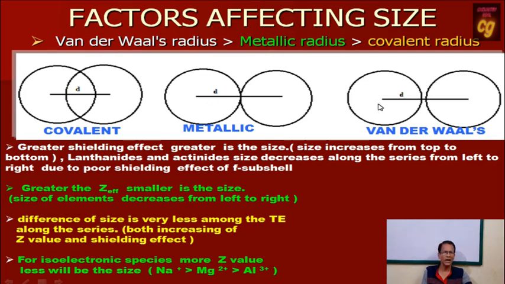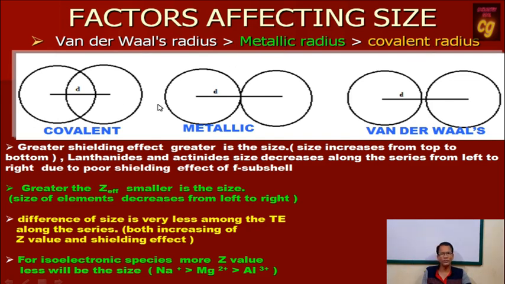Compared to metallic and van der Waals: in van der Waals, the gap between the two nuclei is more, so the radius is more. Here two nuclei are just touching one another, so the size is greater than covalent but smaller than van der Waals. And here the two atoms are overlapping each other, so the distance between the two nuclei will be less, so this is the smallest size. So in terms of size, van der Waals radius is greater than metallic radius, which is greater than covalent radius.